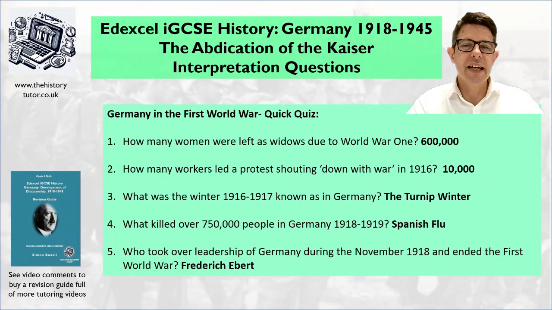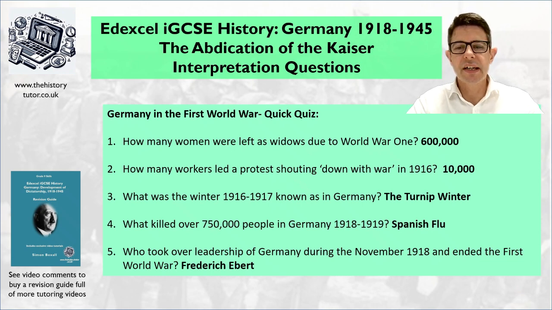So question number 1 says, how many women were left as widows due to World War I? So 600,000 is the answer. That suggests obviously a lot of unhappy families and people with problems that need to be solved that could be unhappy as we're getting into October, November 1918. Also, it suggests in the longer term some financial problems for Germany. They've got war widow pensions to pay, so that might be worth remembering.